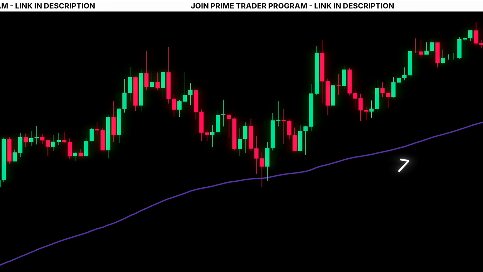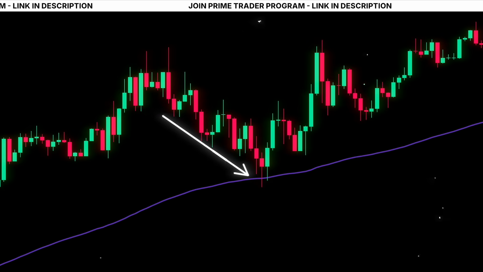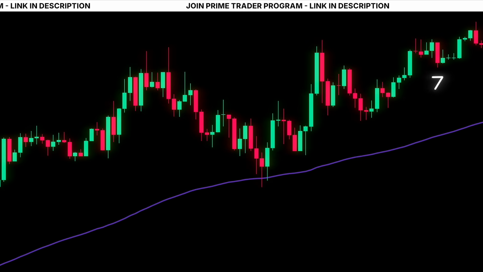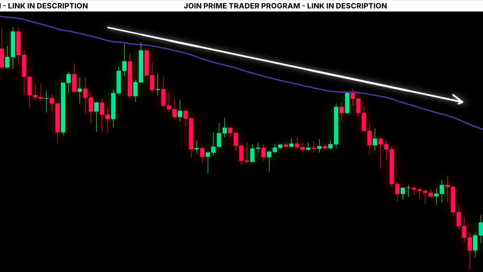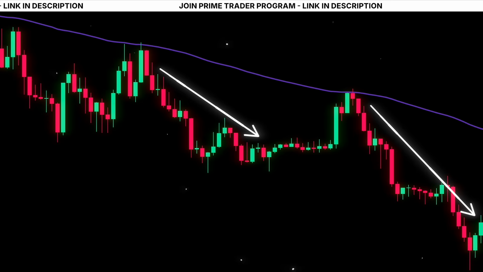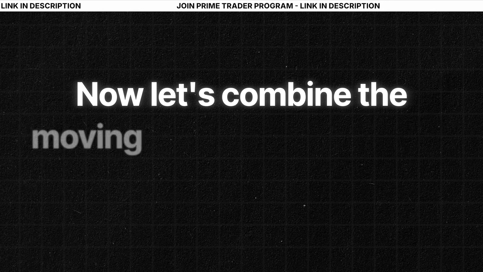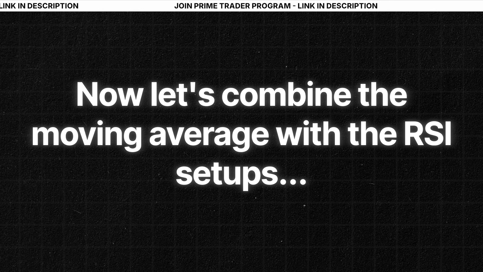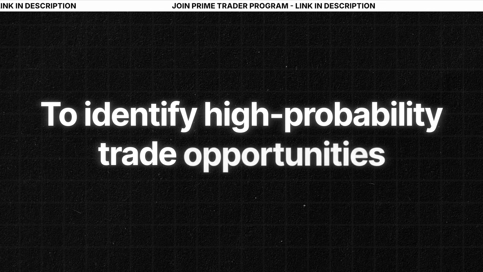In an uptrend, the price often pulls back to the moving average before bouncing higher. Similarly, in a downtrend, the price will often pull back to the moving average before moving lower. Now let's combine the moving average with the RSI setups to identify high probability trade opportunities.